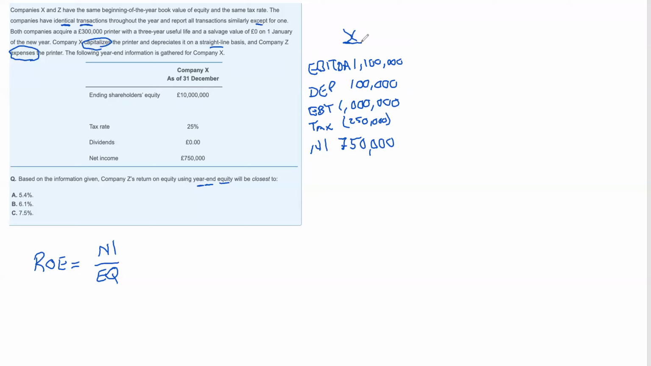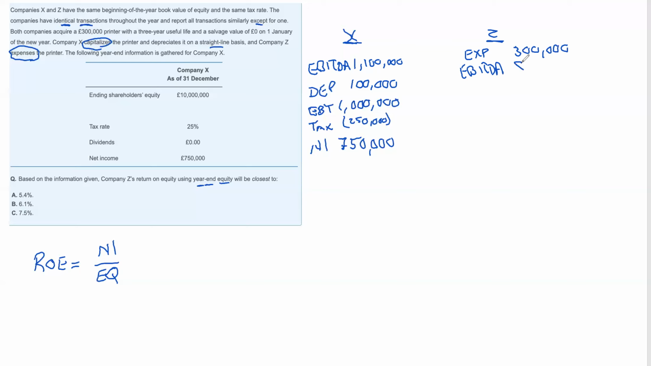Now let's go over to company Z. Everything is the same for company Z, except we expense the item here. We expense this printer. So we're going to have an expense of 300,000. Let's just put that in here at the top line: Expense, 300,000. What that means is now the EBITDA, instead of being 1,100,000, is going to be 300,000 less.